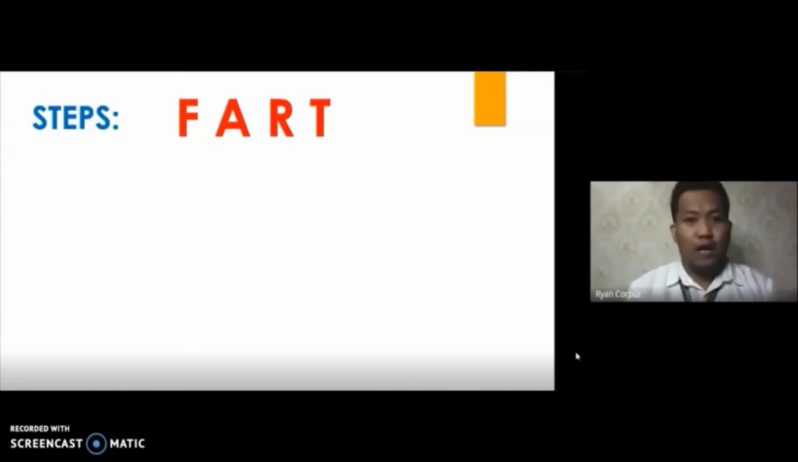So kapag tulog daw yung tao, yun yung time na nagpapalabas siya ng more gas ng fart. So kapag tulog, which is true naman, di ba, may mga na-encounter nyo na ba na tulog yung katabi ninyo pero umuutot pa rin. So kasi sabi people pass more gas when they are asleep.